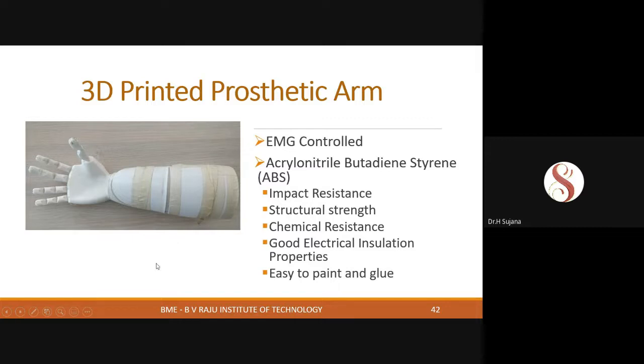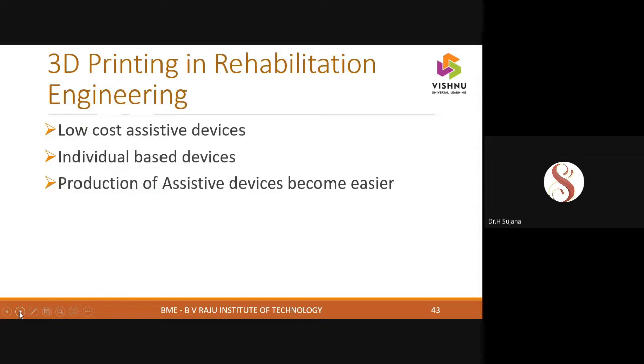So we want to go further into 3D printing. We are even planning to buy more 3D printers. Our college also got AICTE Idea Labs approval. So in that we are planning to get more 3D printers, and we want to get to a high level in 3D printing for rehabilitation engineering. So I just want to give a little bit on what the advantages of 3D printing are.